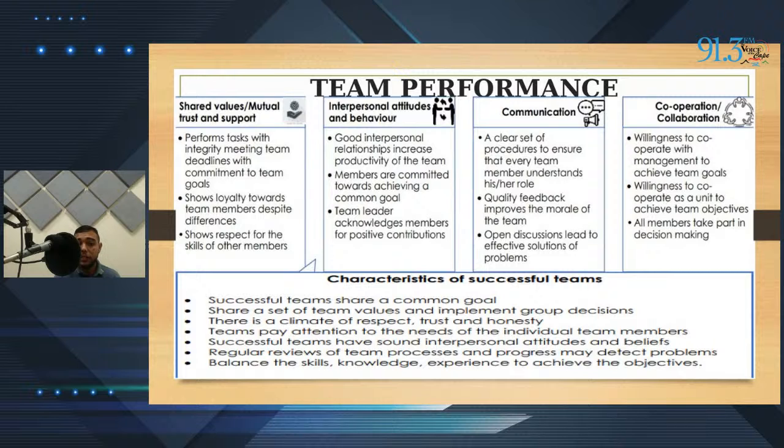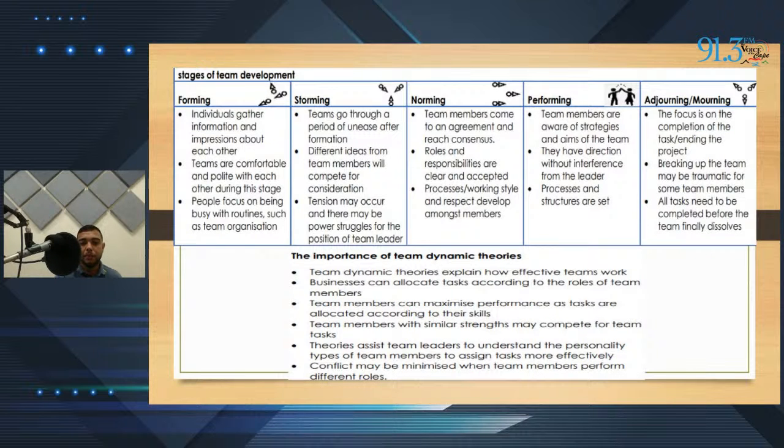Successful teams share a common goal, they share a set of team values and implement group decisions. There is a climate of respect, trust, and honesty. Honesty and trust is a key point in having a successful team. Teams pay attention to the needs of the individual team members, and successful teams show sound interpersonal attitudes and beliefs. Regular reviews of team processes and progress may detect problems and balance the skills, knowledge, and experience to achieve the objectives.